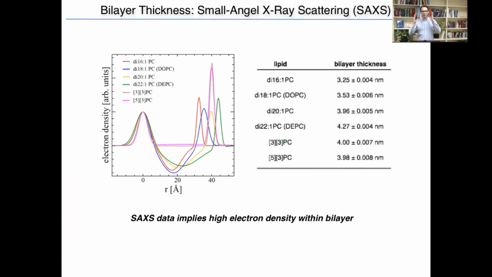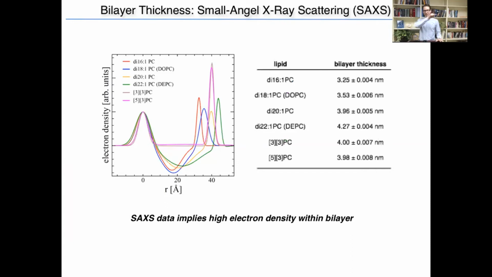So this is a map of electron density across the bilayer, and the two peaks that you see are the two phosphatidylcholine head groups, right? That's where there's a lot of electron density. So peak to peak is the bilayer thickness. There's nothing that surprising about the thickness, but what is surprising is that the electron density within the bilayer is much higher than the canonical lipids.